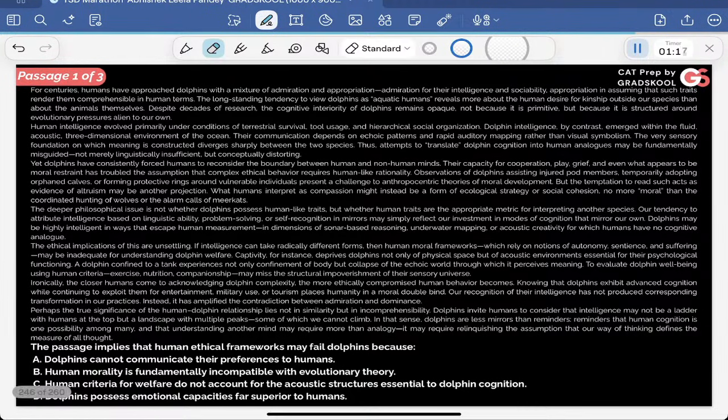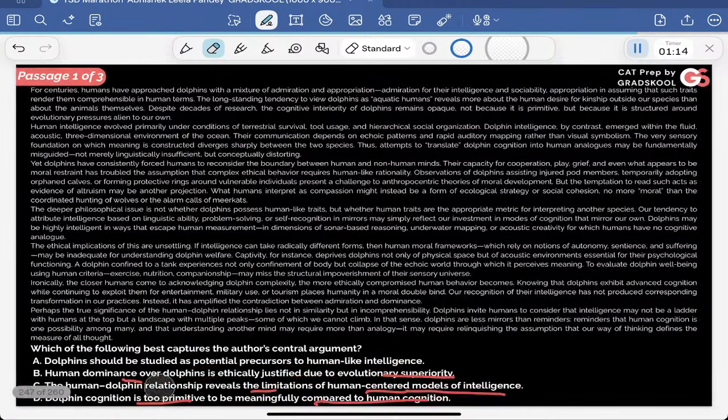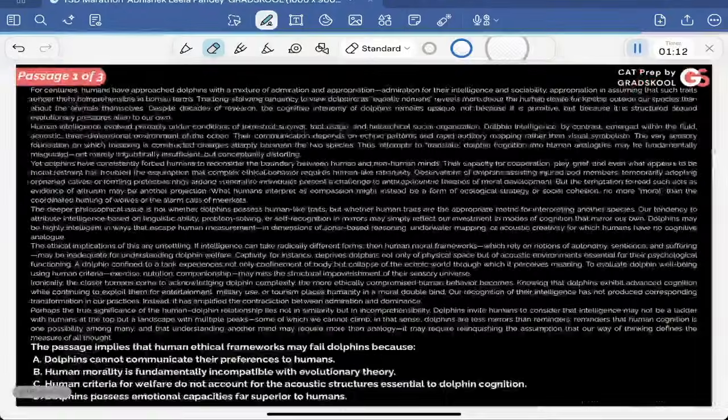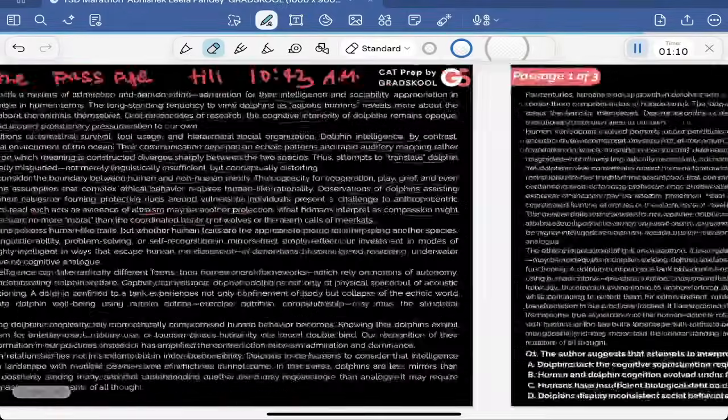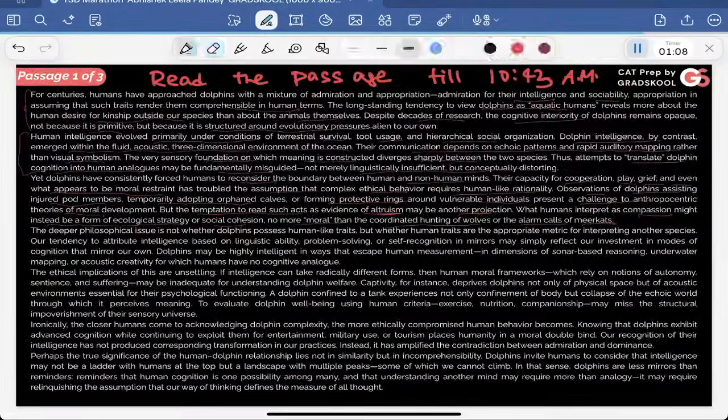अब ये ethical frameworks की बात है, एक और कौन सा है central argument question है तो पूरा पढ़ना ही पड़ेगा. Okay, let's read further. Now we go to next paragraph. The deeper philosophical issue is not whether dolphins possess human-like traits, but whether human traits are the appropriate metric for interpreting another species. Our tendency to attribute intelligence based on linguistic ability, problem solving, self recognition in mirrors may simply reflect our investment in modes of cognition that mirror our own.